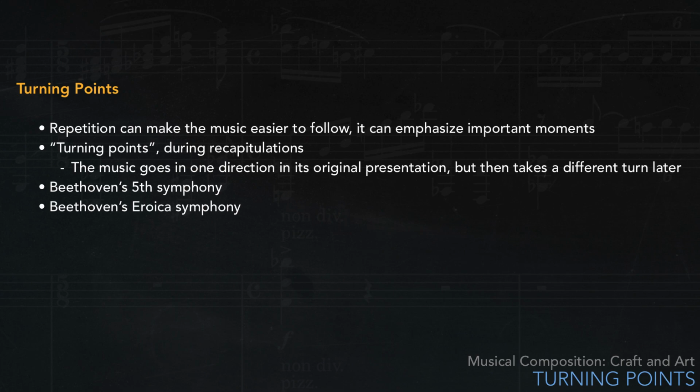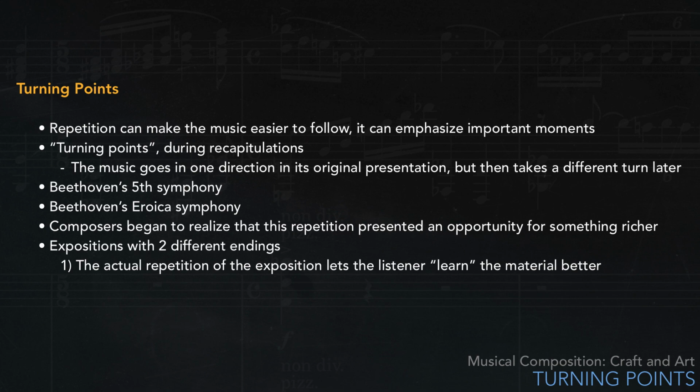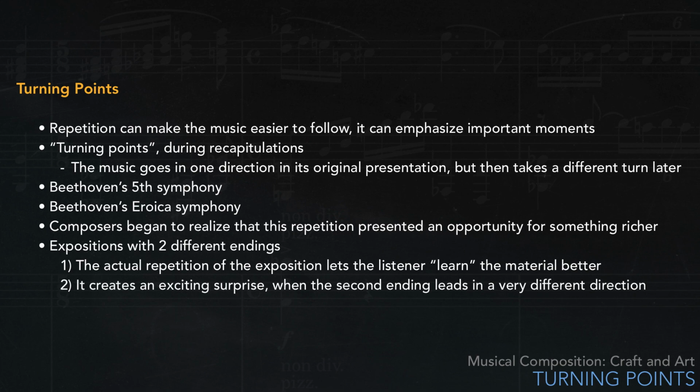my own Fourth Symphony. In Mozart's and Haydn's symphonies, usually the exposition is repeated, literally. But eventually composers began to realize that this repetition presented an opportunity for something richer. And so we find more and more examples of expositions with two different endings, one of which leads back to the start of the exposition, and another which leads to the development section. This is a simple but powerful way to achieve two goals. First, the actual repetition of the exposition lets the listener learn the material better, so as to more easily understand its subsequent development. Second, it creates an exciting surprise when the second ending leads to a different direction.